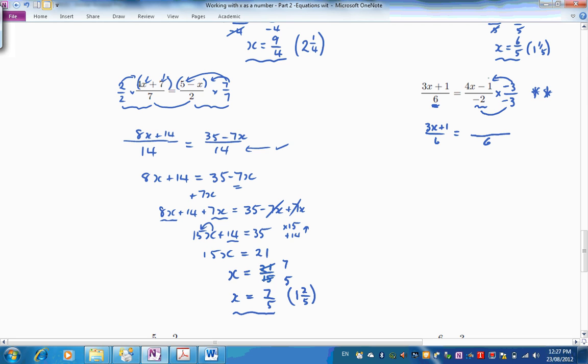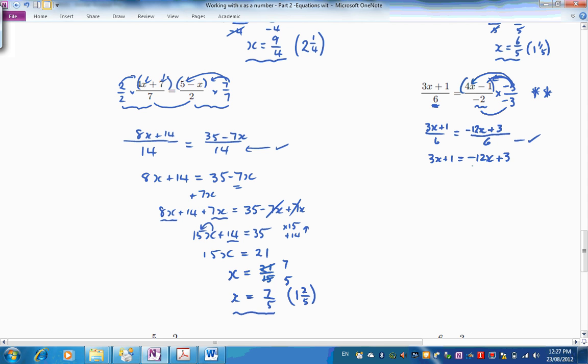Now I've got to be careful here, let's use a bracket. Neg 3 times 4x. Negative times a positive is a negative, neg 12x. Then neg 3 by neg 1 is plus 3. Okay, so the bottom lines check out. Yep, they're the same. So the top lines must be the same. And we can write that.